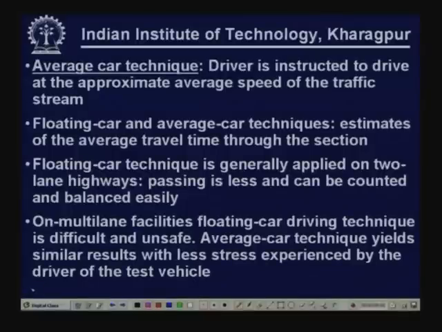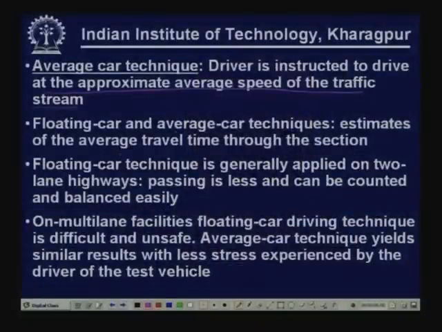In average car technique, the driver is instructed to drive at the approximate average speed of the traffic stream. We do not put any condition here like the numbers of overtaking and overtaken vehicles having to be equal, nothing of that sort, but the driver is instructed to drive following the average speed of vehicles. In that process, you may overtake some vehicles, you may not, some vehicles may overtake the test car, fine. We record those numbers, but we ask the driver to generally drive following an average speed.